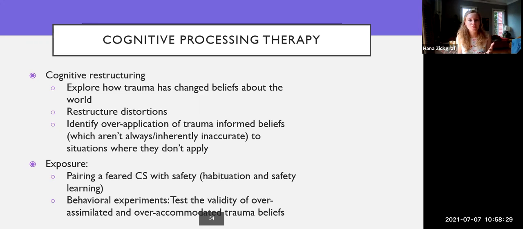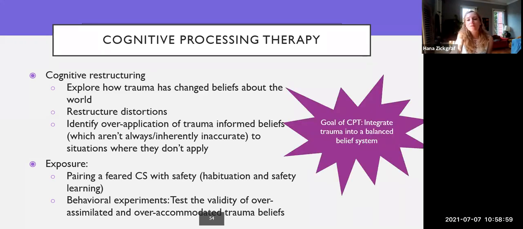That creates an opportunity to challenge your belief that absolutely nobody can be trusted and no one has your best interests at heart. Once you've completed that behavioral experiment, you might extend it to new situations. So resuming activities with friends, going up to strangers in coffee shops and talking to them, putting yourself in situations like going out to bars at night or getting drunk, making yourself increasingly more vulnerable in normal, safe ways to prove your over-accommodated beliefs wrong. So the goal of cognitive processing therapy is to integrate the trauma, what happened to you, into a more balanced belief system about yourself, the world, and other people.